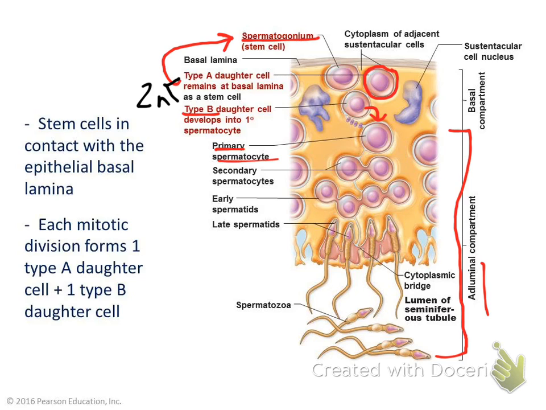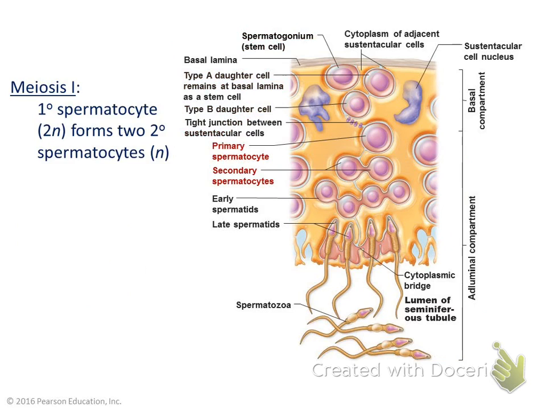Okay, but our type B cell is moving into the adluminal compartment. There it becomes a primary spermatocyte, and the primary spermatocyte goes through the first round of meiosis. When that happens, it forms secondary spermatocytes. Are they the same or are they different? They're different. They're unique compared to each other. They're also unique compared to the cell that we started out with here, the primary spermatocyte.